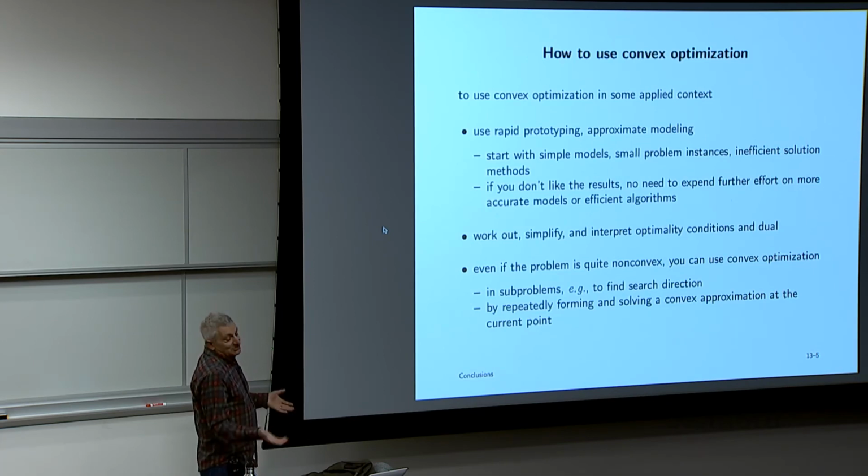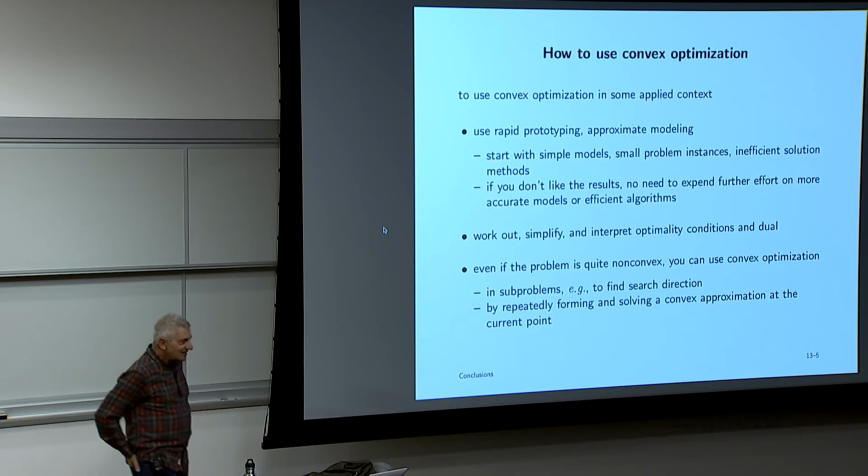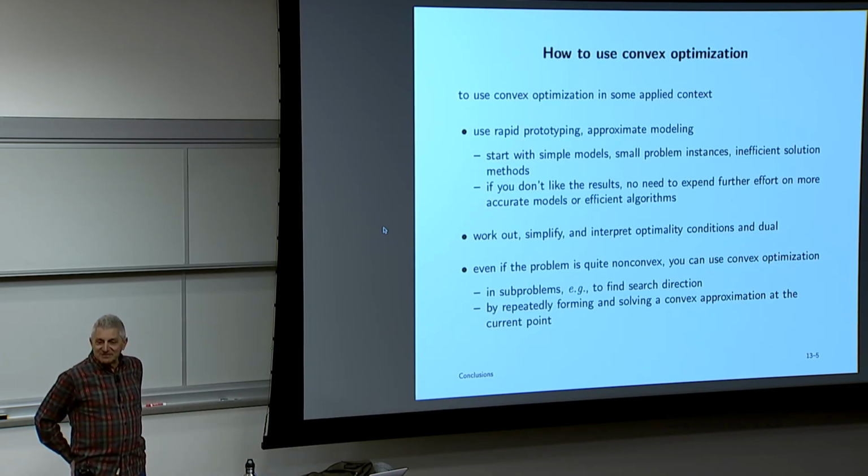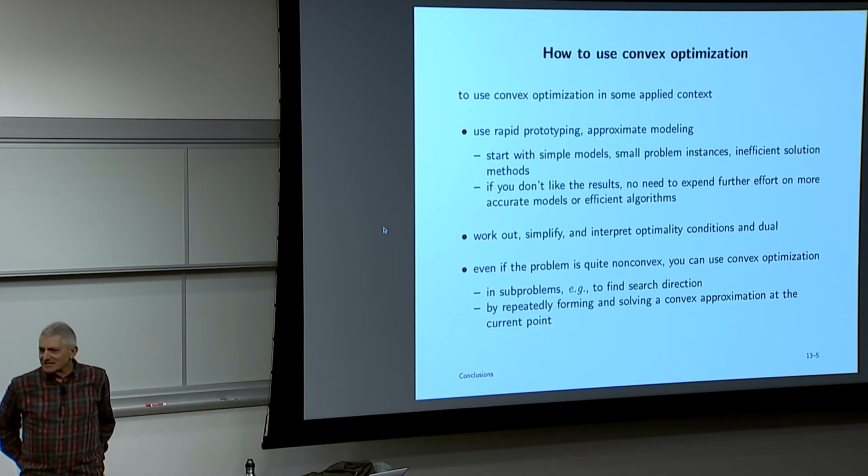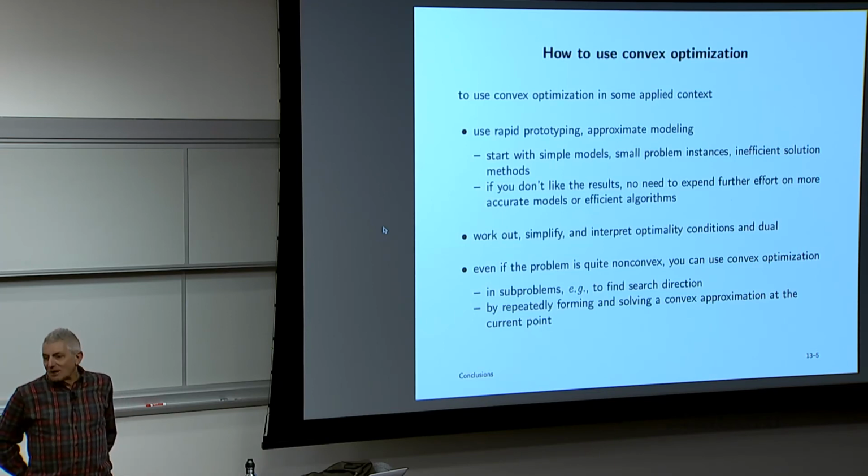Basically, I'd start with rapid prototyping, right? So you start with really simple models, small problem instances, and you can use some inefficient method. I mean, it doesn't matter. By the way, if someone else is saying, it's never gonna scale, what are you doing? If you don't like what it does with problems with 1,000 or 10,000 variables, then why on earth would you think you're gonna like what it does for 1 million or 100 million, right?